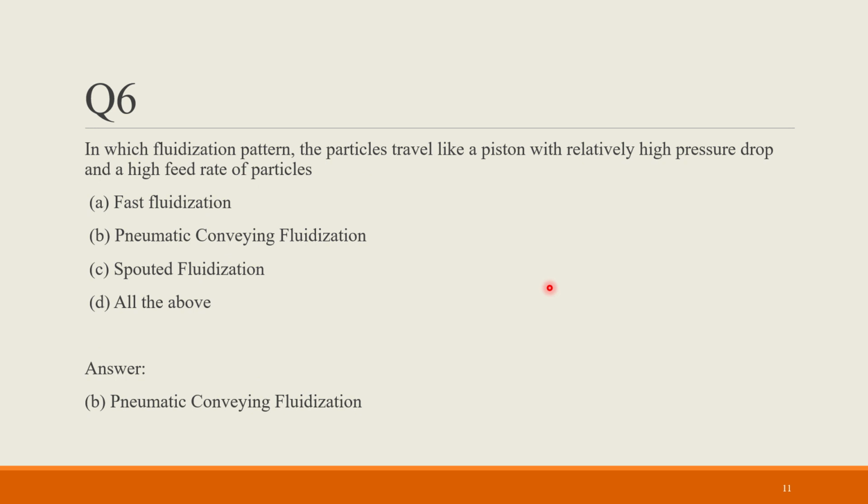We'll just go to question 6. In which fluidization pattern does the particle travel like a piston with relatively high pressure drop and a high feed rate of particles? Fast fluidization, pneumatic conveying fluidization, spouted fluidization. The thing to be noted is, here they have given that particles travel like a piston with a relatively high pressure drop and high feed rate of particles. So, the particles travel like a piston. The particles are carried upward, right?